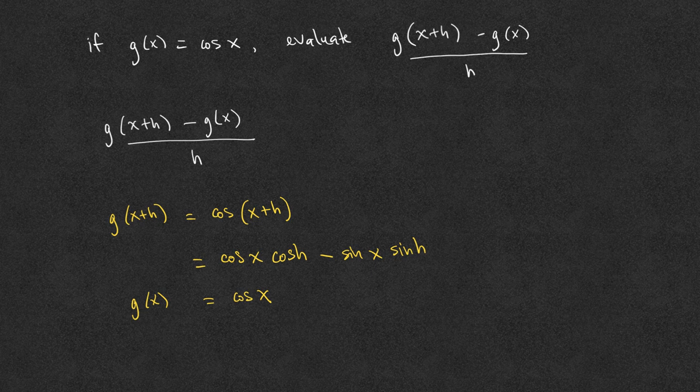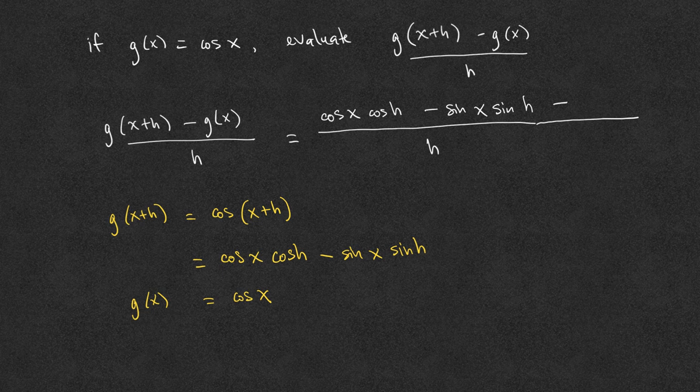Instead of writing g of x plus h, we can write this as cosine of x, cosine of h, minus sine of x times sine of h. And the denominator is still h. But we're still missing a minus g of x. G of x is cosine of x. Don't forget to subtract g of x.